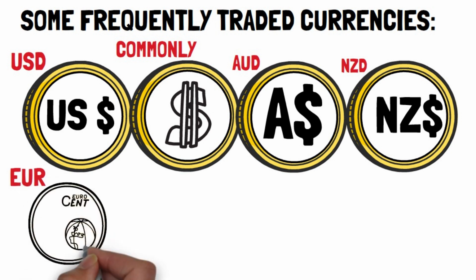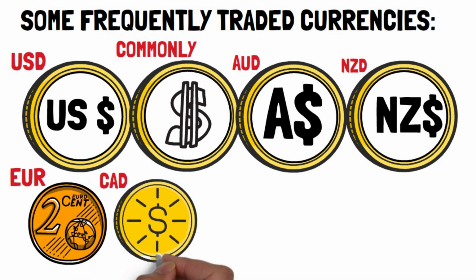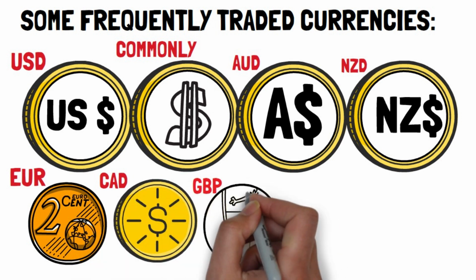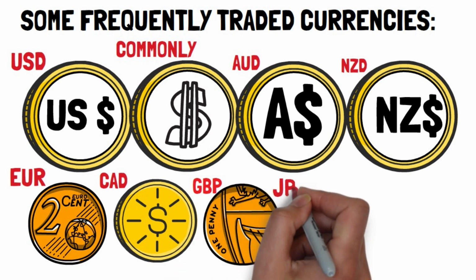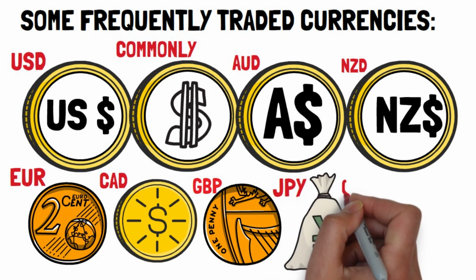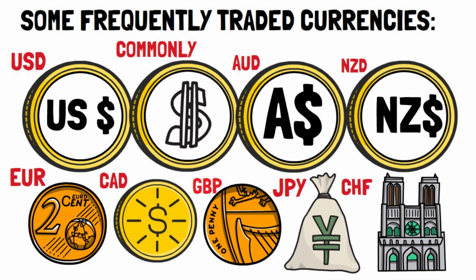EUR signifies the euro. CAD stands for the Canadian dollar, also known as the CAD. GBP represents the British pound, commonly referred to as the pound. JPY is the Japanese yen, also known as the yen. CHF is the code for the Swiss franc, also known as the Swiss.